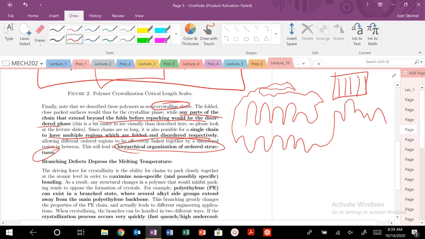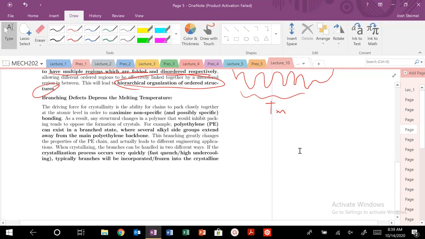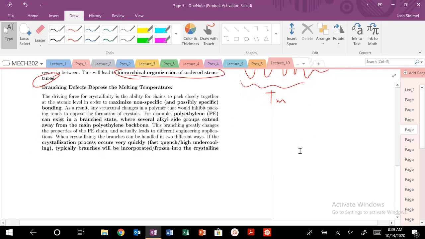Again, there's going to be some amorphous region that has a Tg. There's going to be some crystalline region which is going to have a Tm in semi-crystalline materials. Amorphous polymers will not have any of these Tm regions. So let's think about how branching can depress the melting temperature or affect this packing. We've been talking about how the driving force for crystallinity is the ability of chains to pack close so we can maximize these non-specific interactions.